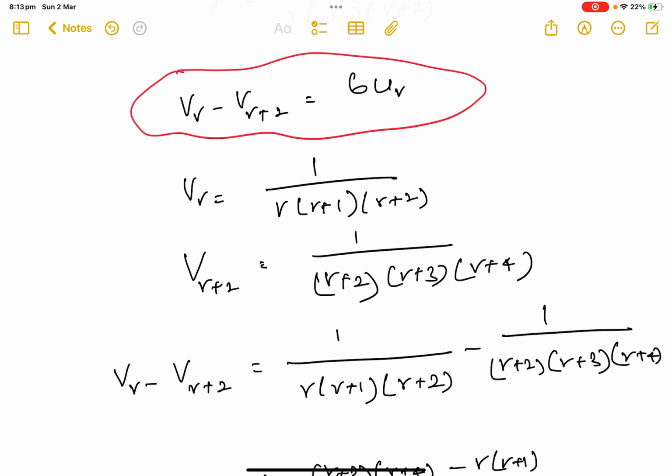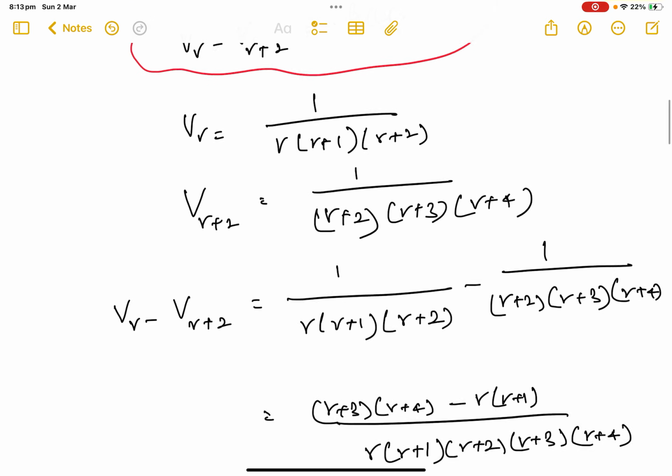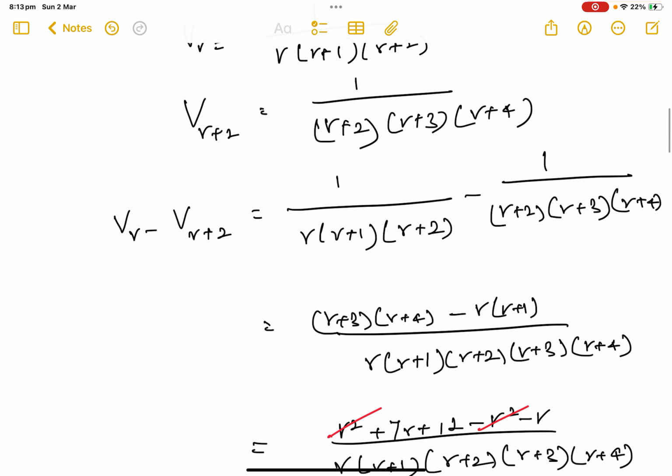Find V_(r+2), where V_r is given as 1 over r times (r plus 1) times (r plus 2). So substitute r plus 2 instead of r. So r plus 2 times r plus 2 plus 1 is r plus 3, and r plus 2 plus 2 is r plus 4. So that is V_(r+2). Now take the left-hand side of the equation we are proving, V_r minus V_(r+2).